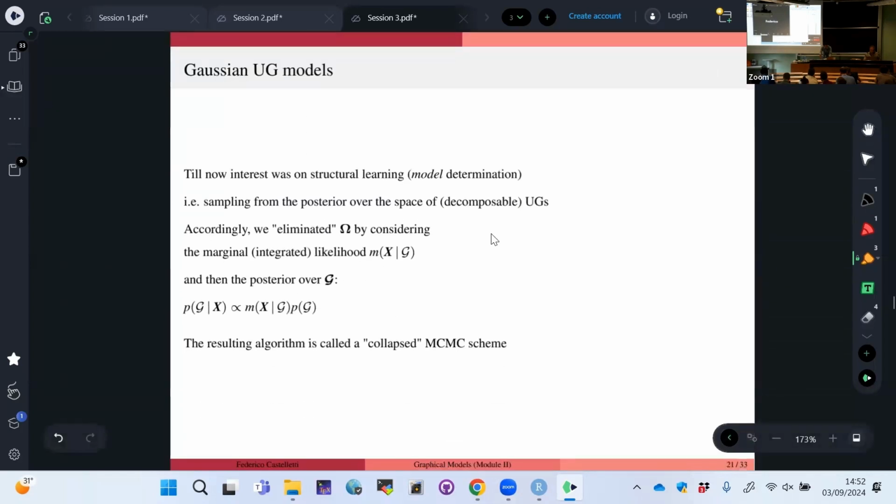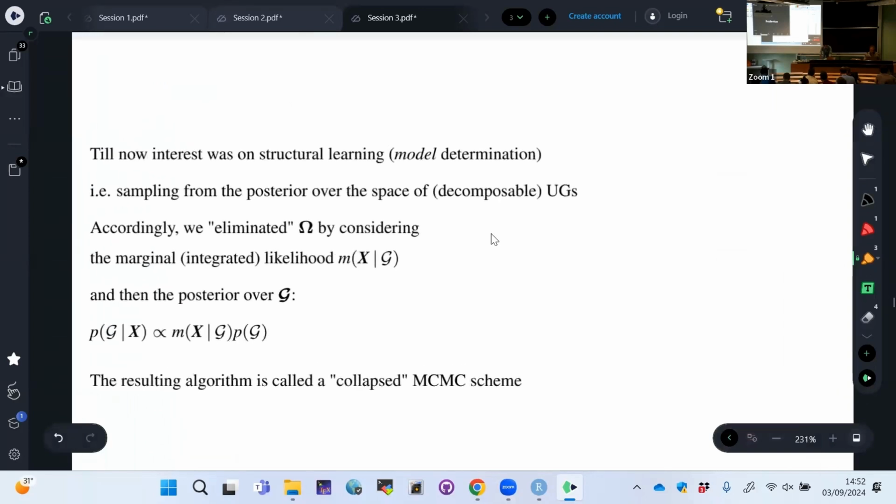let me first the more general scheme. So this is not working anymore.